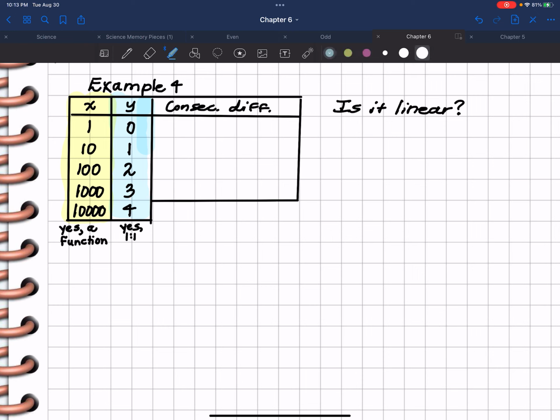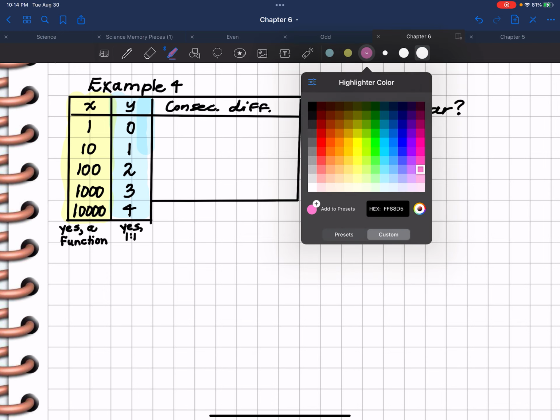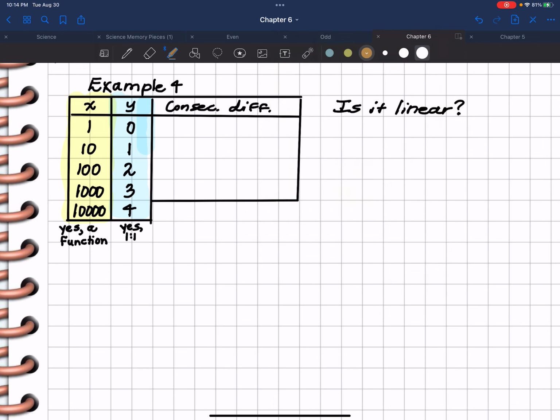So now we need to calculate the consecutive differences, and that will tell us what we need to know. So here's this column. Remember, a linear function will be common at the first degree, at the first level. So we have a 0 minus a 1, that's negative 1.